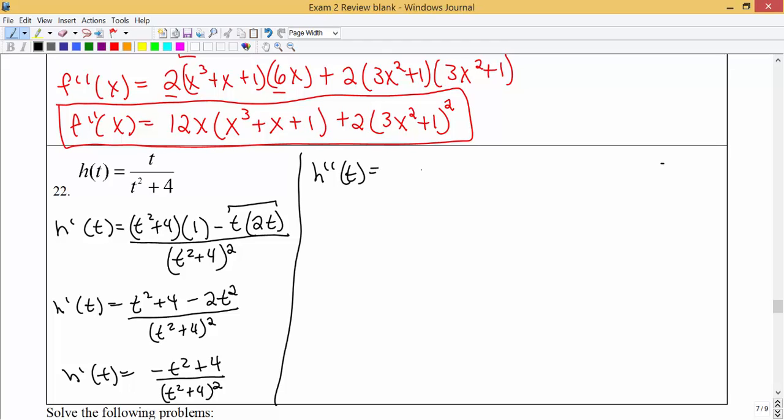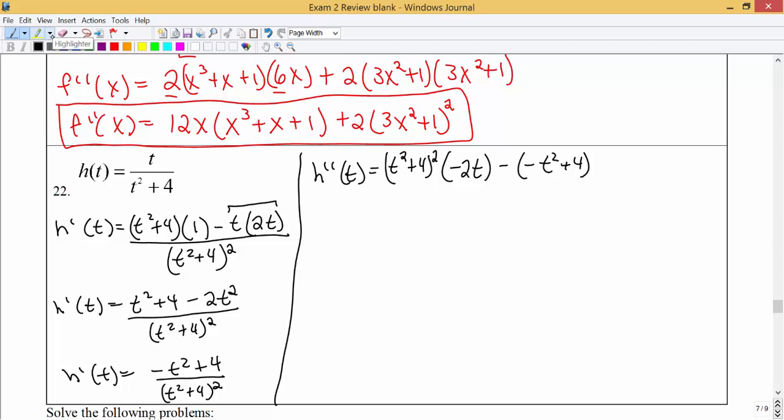So we're going to take the derivative again, and once again we have a fraction, so we're going to take the denominator as is times the derivative of the numerator, which would be negative 2t, minus the numerator as is, and then we're going to multiply that by the derivative of the denominator.